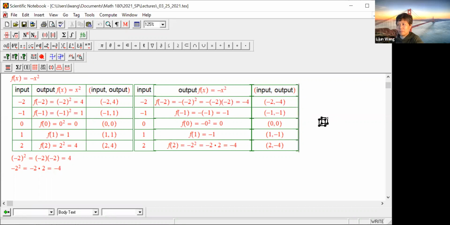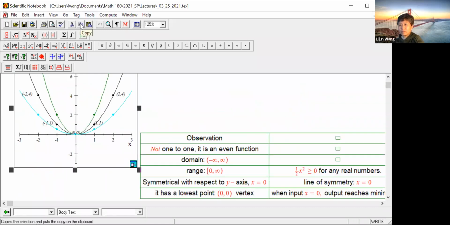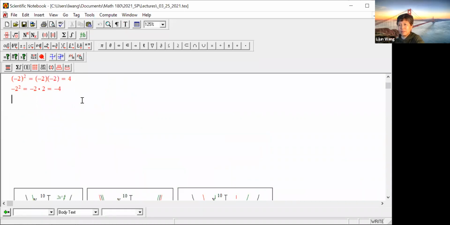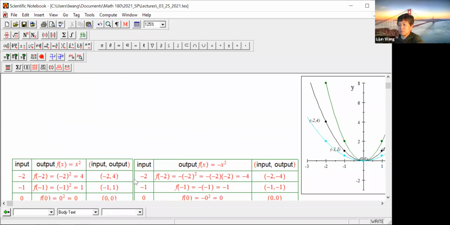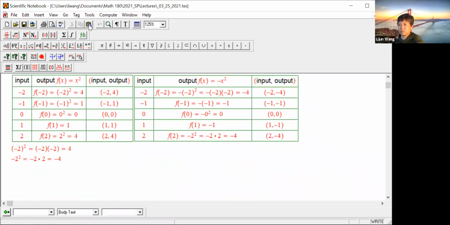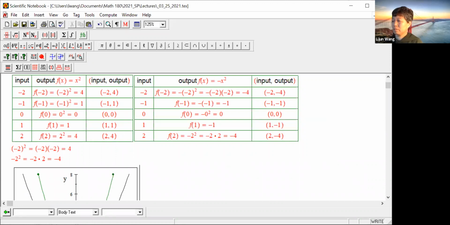Now, we're going to plot these points in the same picture. Would you plot these points in the same picture? Let's not do that. Okay.